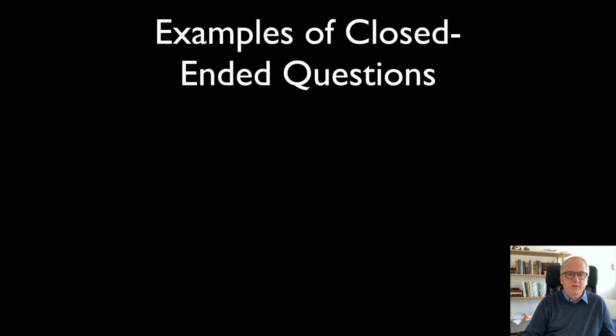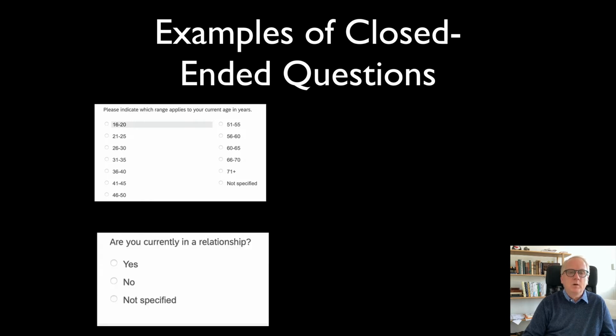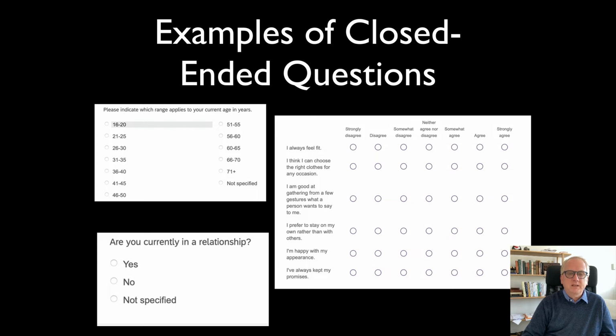For closed-ended questions, you've run into these before, I'm sure. It could be something like, please indicate which range applies to your current age in years, like 16 to 20, 21 to 25, 26, and you would just tick a box for whatever your age is. Or it could be, are you currently in a relationship? Yes, no, not specified. Or it could be something like a personality type questionnaire, where you indicate how much you agree or disagree with the item. So you can see here, I always feel fit. And you would tick a box from strongly disagree, disagree, somewhat disagree, neither agree nor disagree, and so on, all the way up to strongly agree.